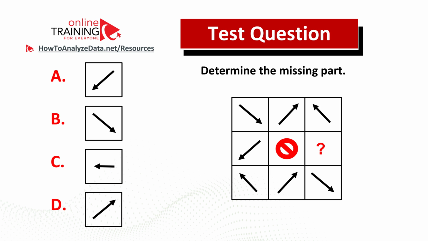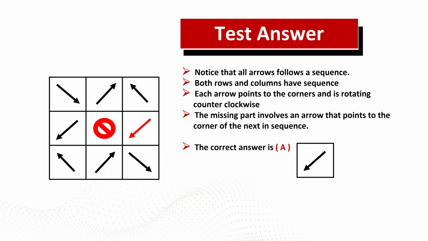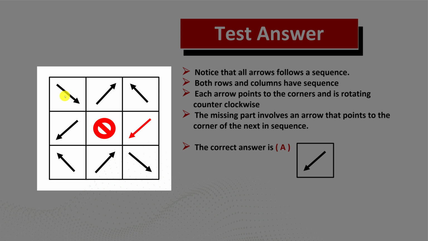So did you determine the missing part? Let's continue to see if we can solve this challenge and get to the correct solution together. As usual, to determine the next item in the sequence, we have to look for the patterns. As you can see, both rows and columns have a sequence. If you look at the bottom row, you see that the arrow points in the bottom right corner, then in the upper right corner, then in the upper left corner. So that is the sequence.